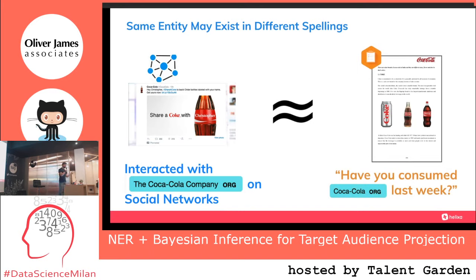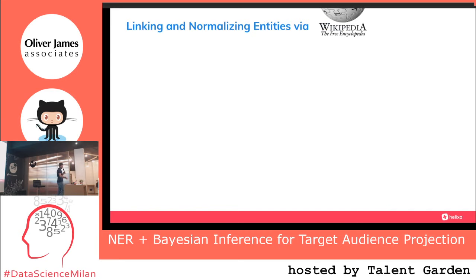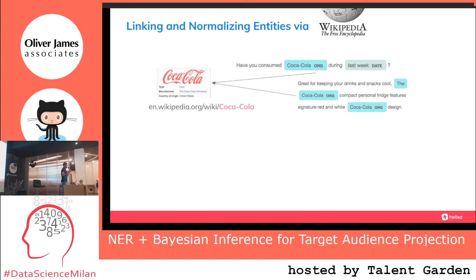Now, let's think about one problem that may happen with this approach. If you have different spellings of the same entity, named entity recognition alone is not enough, because you cannot distinguish between the Coca-Cola Company and Coca-Cola. They will both be extracted as entities, but it doesn't know that this is actually the same thing, just with a different spelling. So we need something more. We need an additional step, which is the linking and normalization.